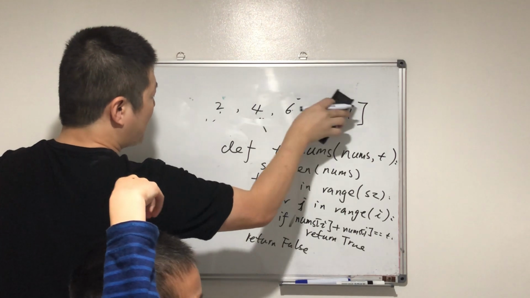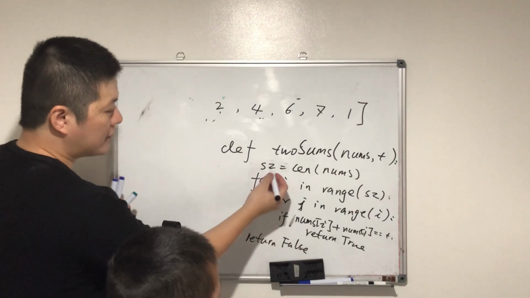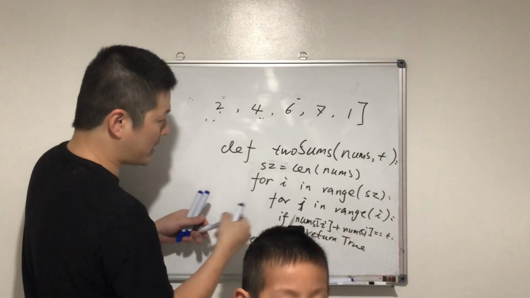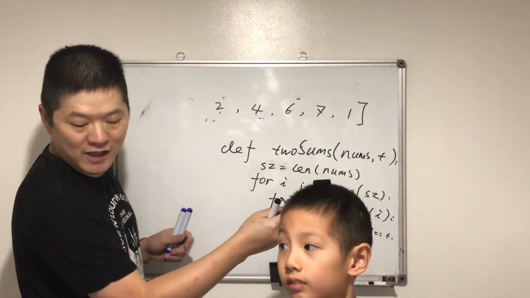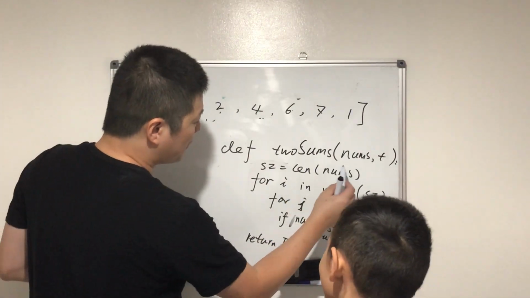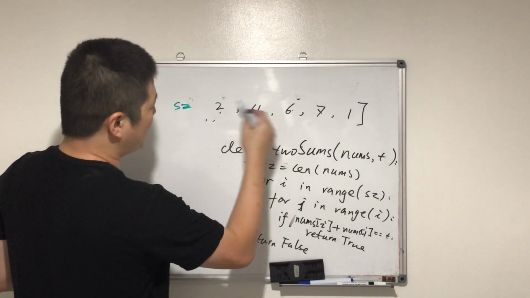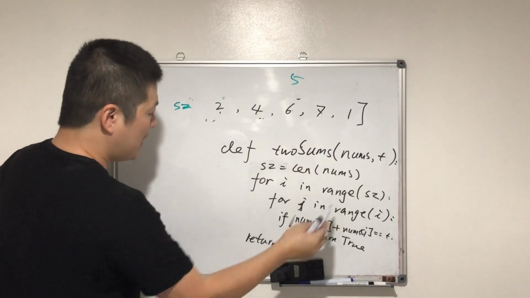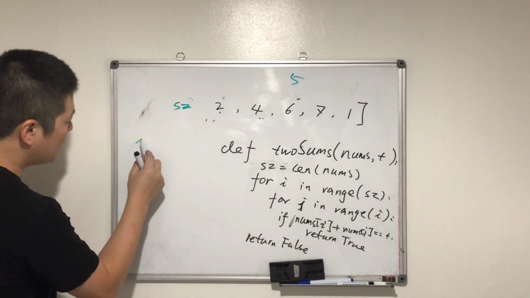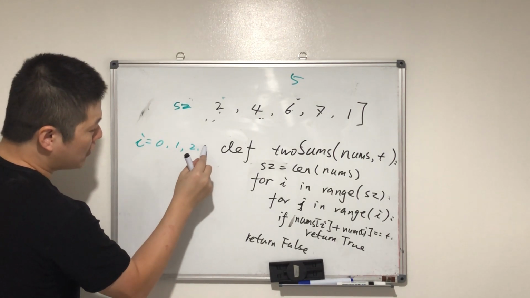Okay, let's go through this example. Eric, look. The size equals the length, which is 1, 2, 3, 4, 5. So size will be equal to 5, right? Because there are 5 elements. So for i in range size, what happens? i will take the values 0, 1, 2, 3, and 4.